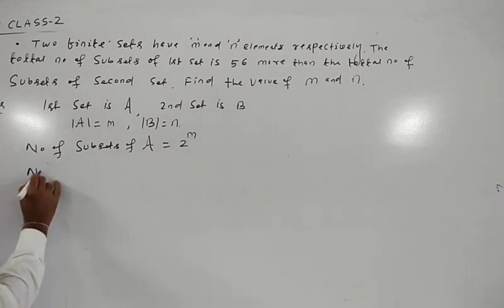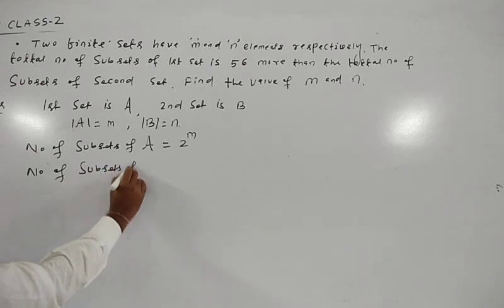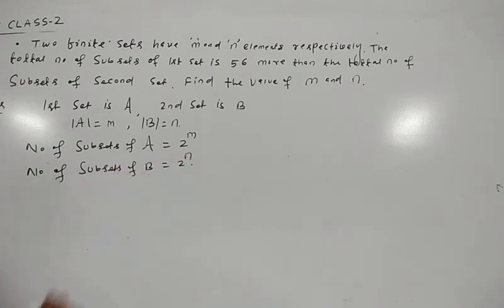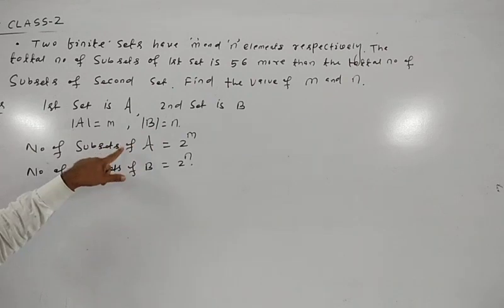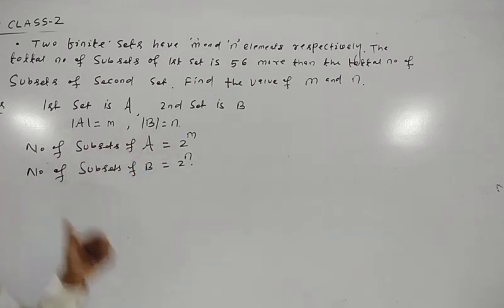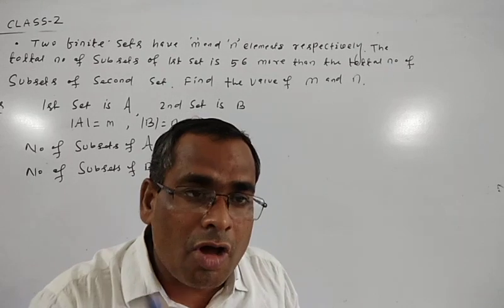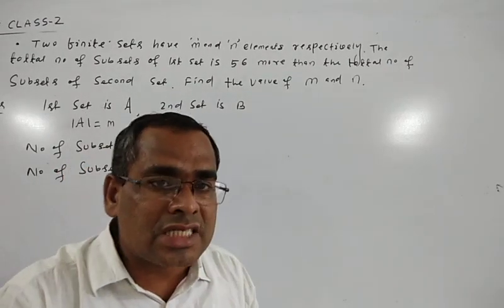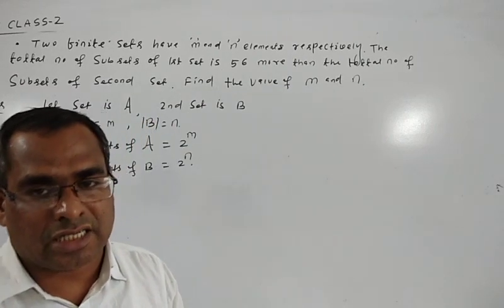Number of subsets of B is equal to 2 to the power n, because A has m elements and B has n elements. So the number of subsets of A is 2 to the power m and the number of subsets of B is 2 to the power n. What is the question? The number of subsets of the first set is 56 more than the number of subsets of the second set.